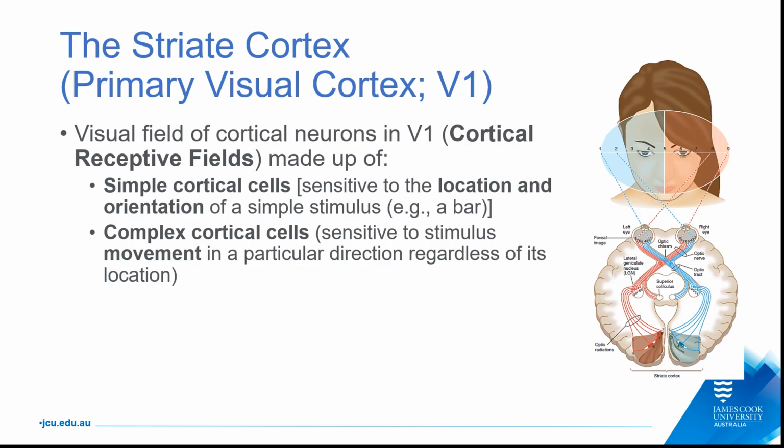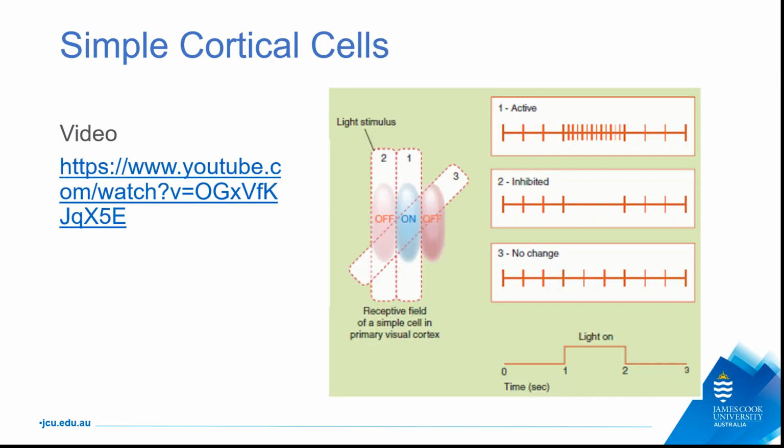Okay, striate cortex, continued. It's made up of simple cortical cells, very interesting, we'll talk about them, and complex cortical cells. The complex ones are sensitive to movement. The simple ones are more about location, orientation, and angles. This is similar to what we have in our tutorial, but I don't think we have the time to watch it.